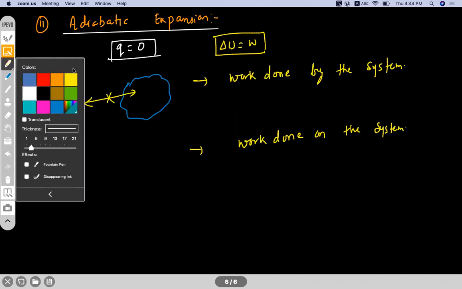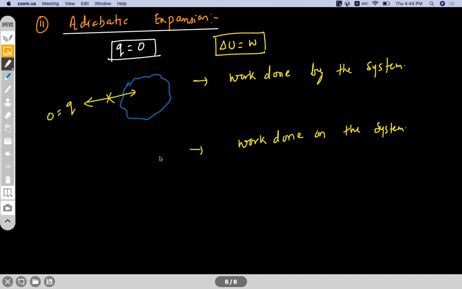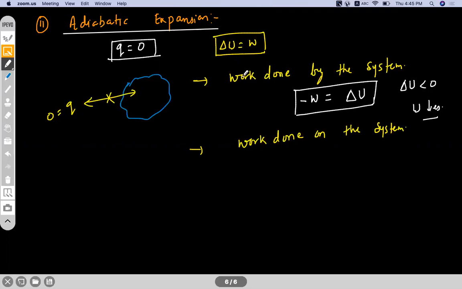So when the system is doing work, it is utilizing its energy, and it cannot take energy from any other source. So obviously for work done by the system we have minus W, and the internal energy of the system will decrease. So minus W is equal to delta U, because work done by the system equals the change in internal energy. This means delta U is negative, which means internal energy decreases. System is doing work at the cost of its own energy, so obviously the energy of the system will decrease.